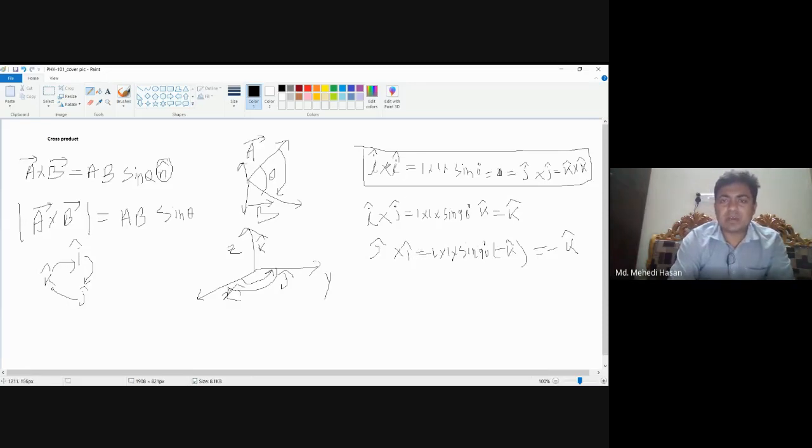Okay, so for similar unit vectors, the cross product is 0, and for different unit vectors, the cross product gives the remaining unit vector, and you have to find out the sign also. So this is the procedure. The next thing is, how can we calculate a cross b?